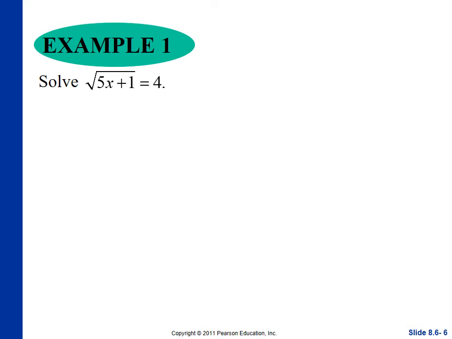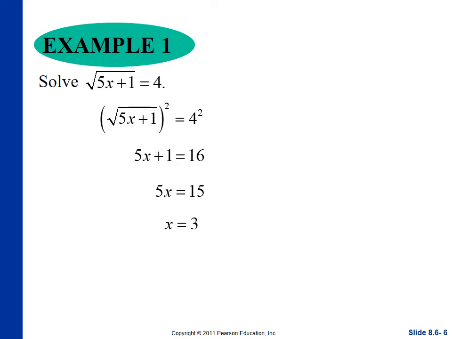So the first example we have here is the square root of 5x plus 1 equals 4. Well, to get rid of a square root, very simply, we square it, right? The square root of x times the square root of x is x. So if we square each side of the equation, we still remain balanced. So we end up with 5x plus 1 equals 16. 5x equals 15, and therefore x equals 3.